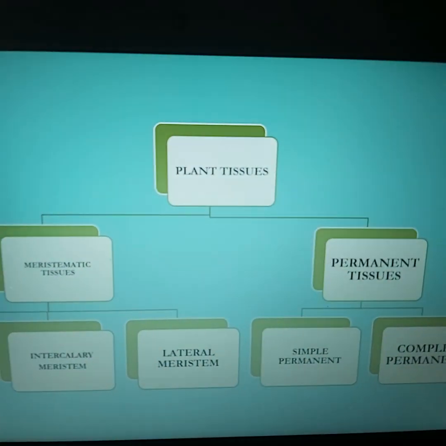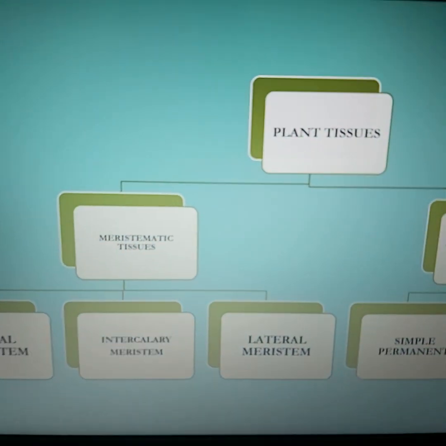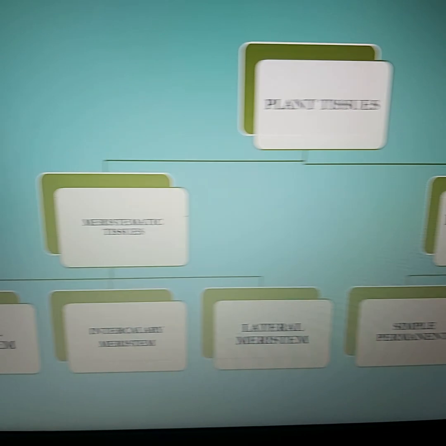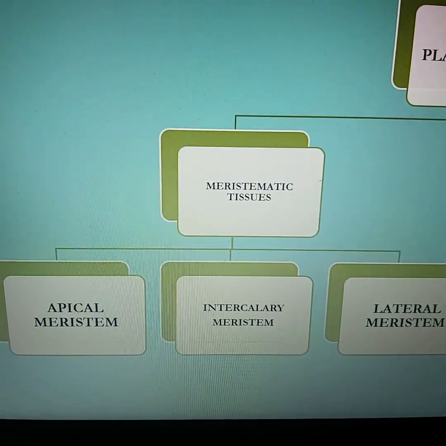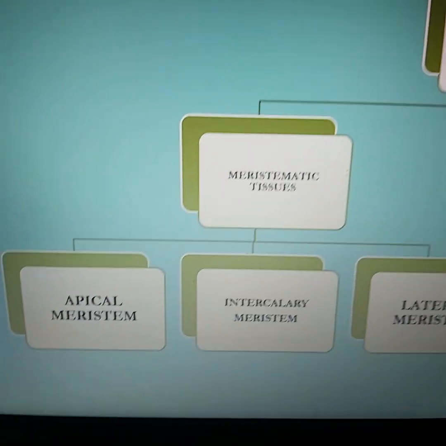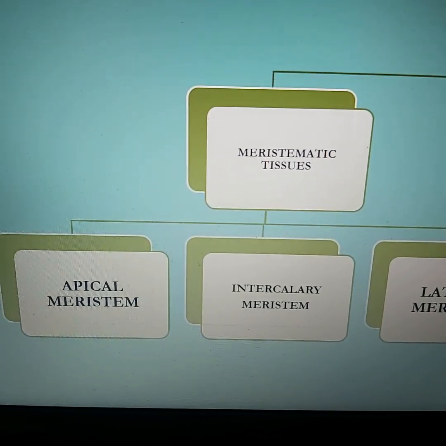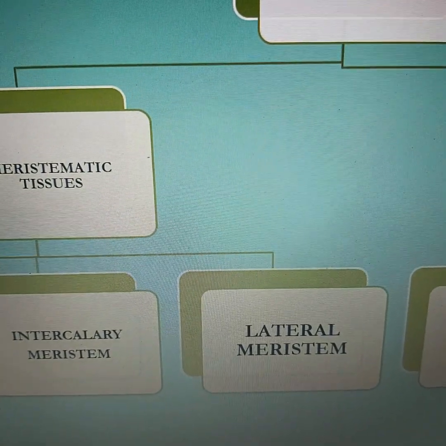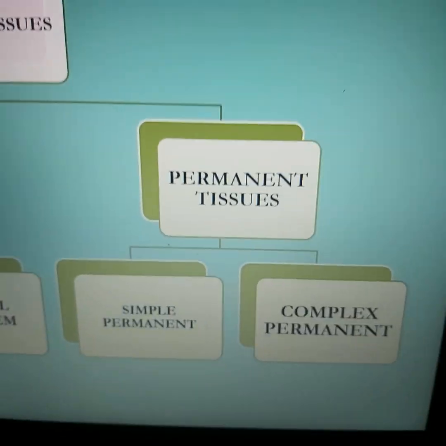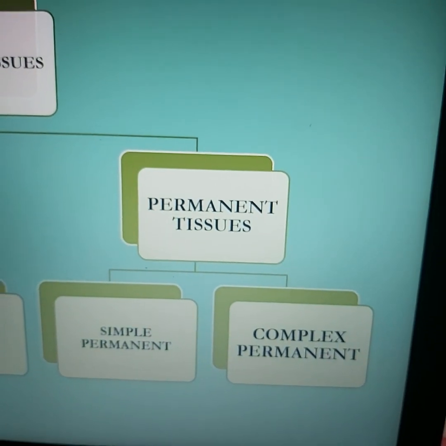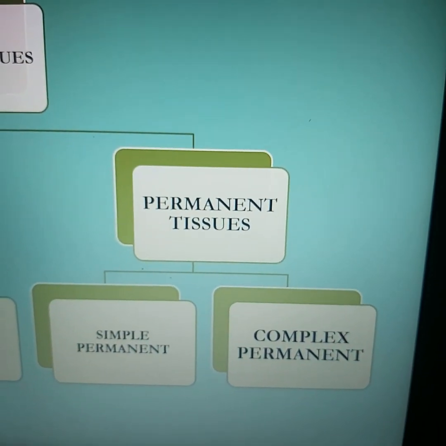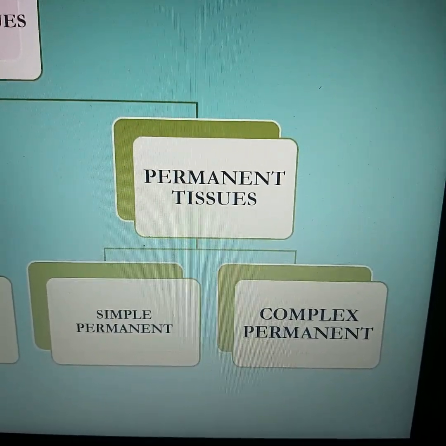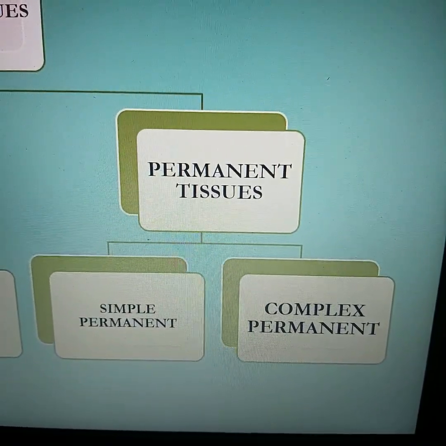Last time I had explained that plant tissues can be further classified into meristematic tissue and permanent tissue. Dividing tissue is the meristematic tissue responsible for growth, which can be further classified into apical meristem, intercalary meristem, and lateral meristem. Now, today we will be learning about permanent tissues. Permanent tissues can be further classified into simple permanent and complex permanent. Now, what is the difference between simple and complex?